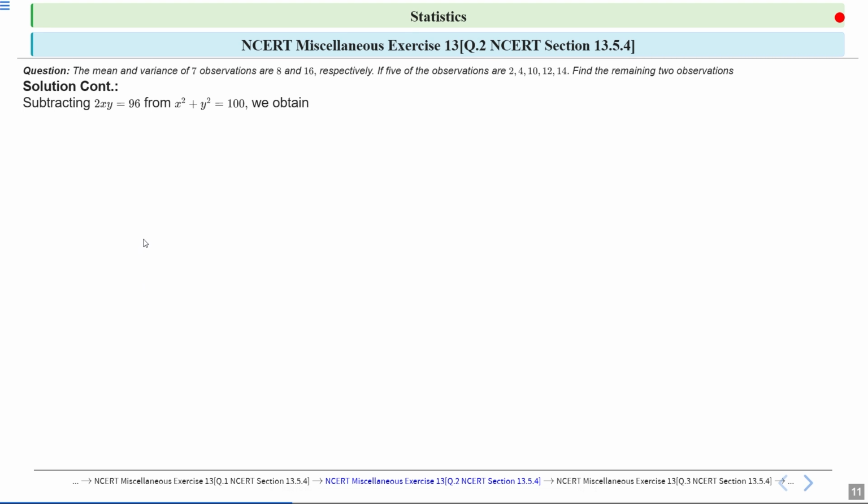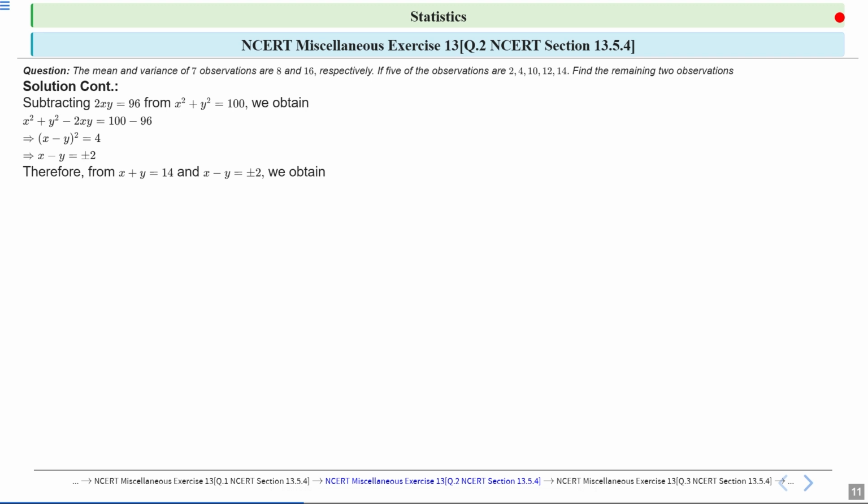Now subtracting 2xy equal to 96 from x square plus y square equal to 100, we obtain x square plus y square minus 2xy is equal to 100 minus 96. And it implies x minus y whole squared equal to 4. Taking the square root of both sides, we find x minus y equal to plus minus 2.